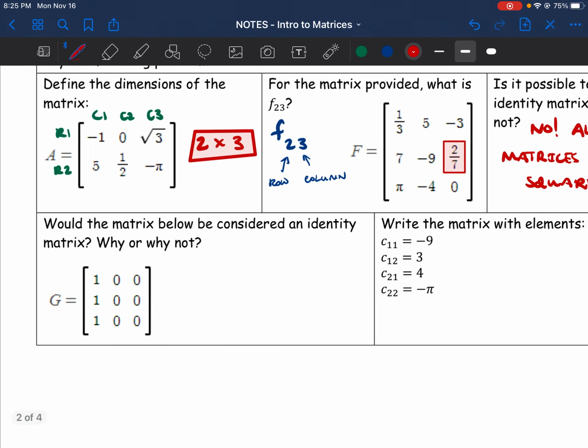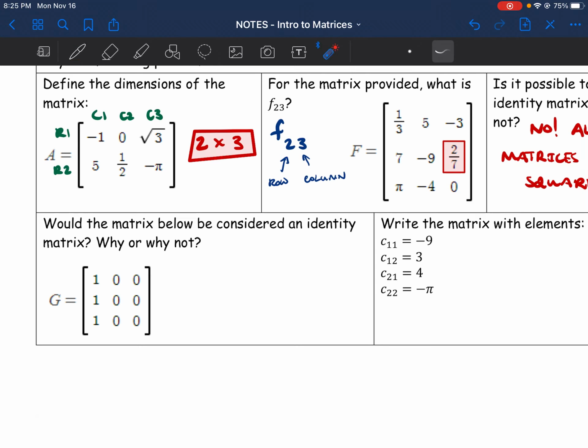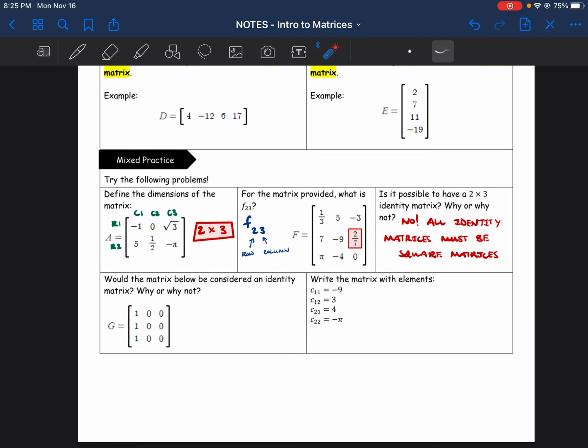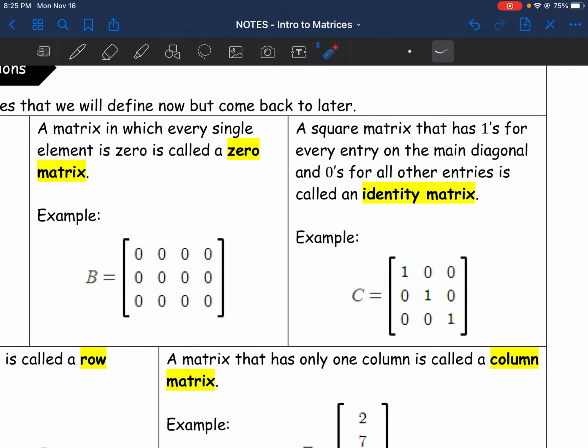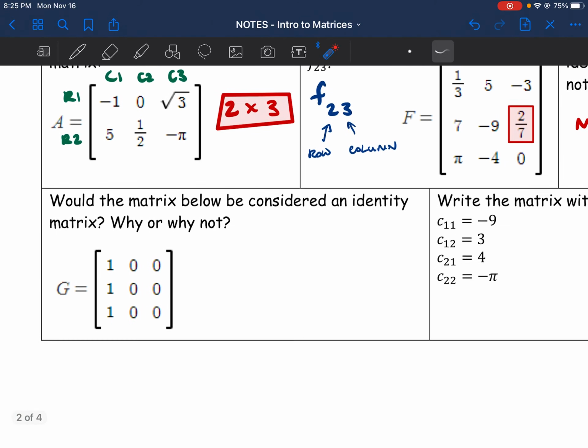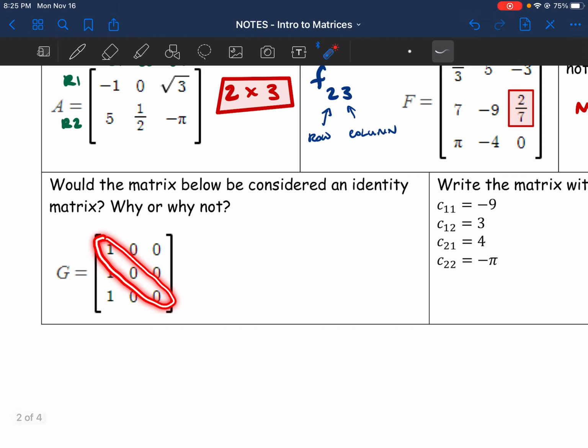All right, our next example, would the matrix below be considered an identity matrix? Why or why not? Well, this time, this is definitely a square matrix. We have 1, 2, 3 rows, 1, 2, 3 columns. But is this an identity matrix? Well, if we go back again to the definition of identity matrix, we have to have 1s for every entry on the main diagonal and 0s for all other entries. Well, if we look at the main diagonal, we don't have 1s for every entry on the main diagonal. So this would be no, because identity matrices have 1s on the main diagonal.